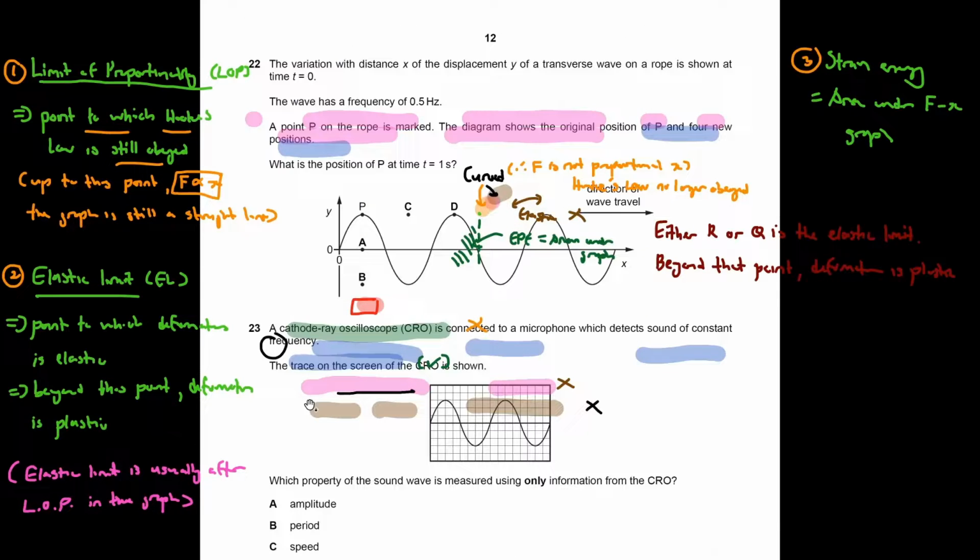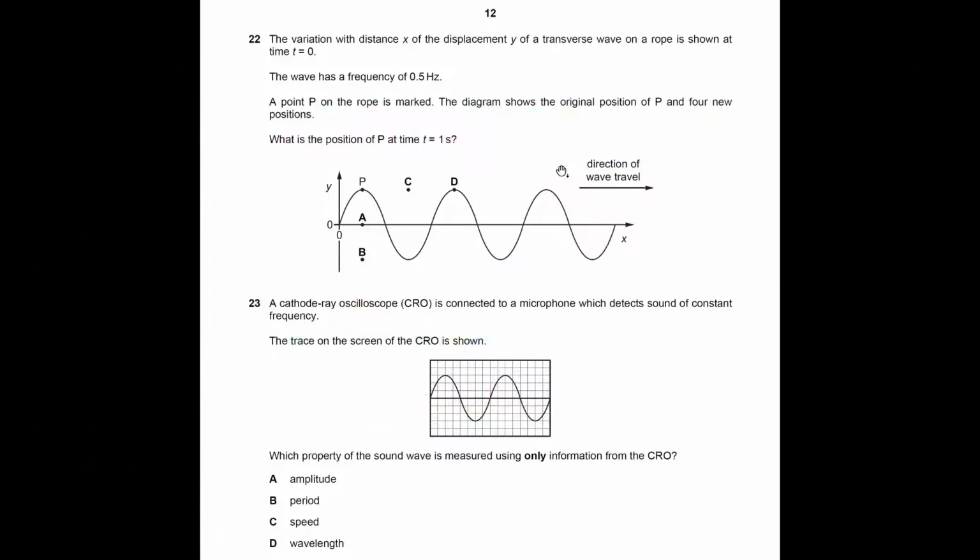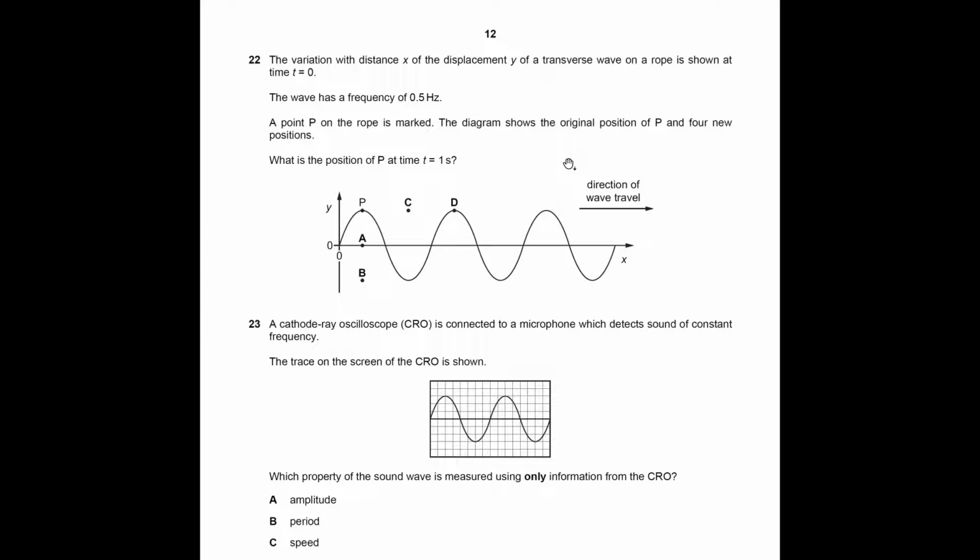Then after that, we look at waves. There's one question here. Maybe I can just do this question before we call it a day. This one is on waves. Now you look at question 22, they told you the variation with distance x or the displacement y of a transverse wave on the rope is as shown at time t equals to 0. The wave has a frequency of 0.5 Hertz. A point P on the rope is marked. The diagram shows you the original position of P and 4 new positions. What is the position of P at time t equals to 1 second?